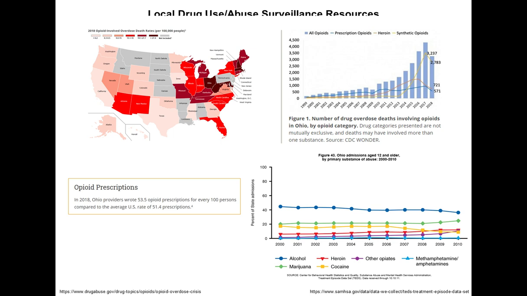We can also look at things like what are the prescription rates. So in Ohio, we see that providers wrote slightly more prescriptions than the average across the U.S. Yet it's disproportionate to the number of overdose deaths that we're seeing. We also can gather information about admission rates for substance abuse disorders into treatment facilities. So we can see what drugs are most commonly being abused and people are being admitted to these treatment facilities for.